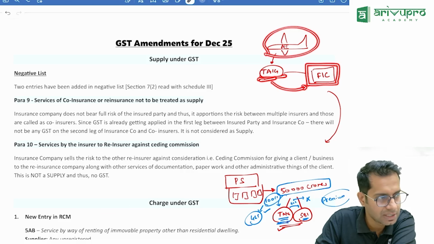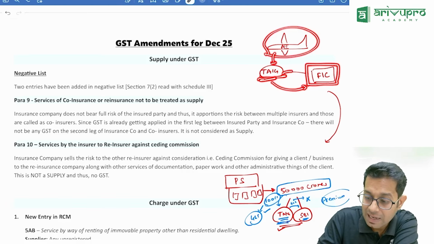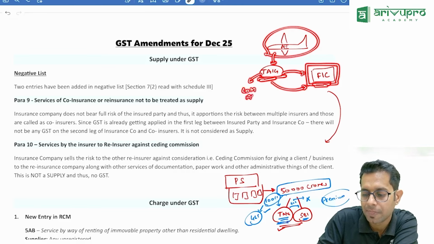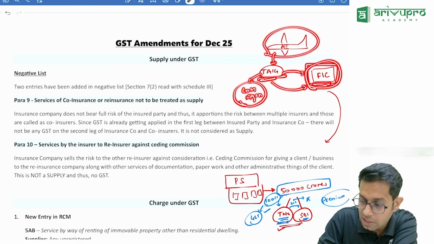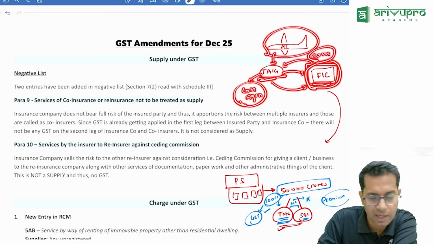Basically, Air India took services from Tata Group, but Tata transferred its risk to foreign insurance company. So can I say for foreign insurance company, Tata is like a commission agent only? Just like Dilip, it is like a commission agent. So now here, this foreign insurance company will pay commission to Tata Insurance, correct? It will give a commission to Tata Insurance.